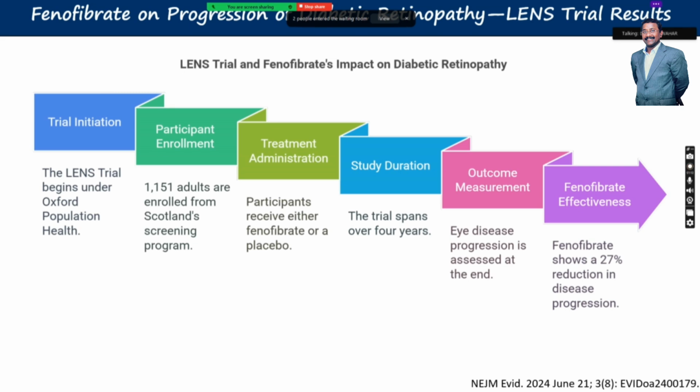So the LENS trial and the fenofibrate's impact on the diabetic retinopathy. The LENS trial begins under the Oxford Population Health. The participants were about 1,000 population. They receive either the fenofibrate or the placebo. Outcome measurement, eye disease progression is assessed at the end. Fenofibrate shows 27% reduction in the disease progression.